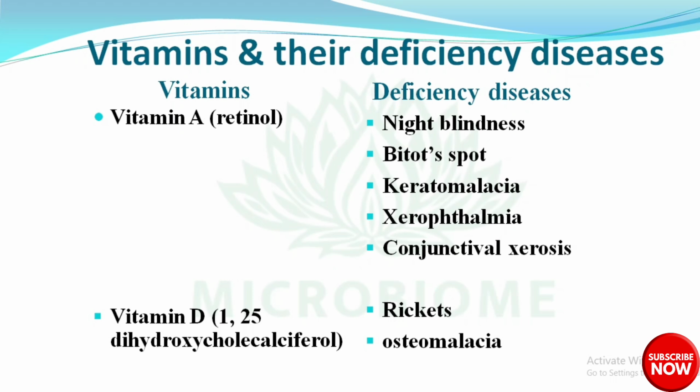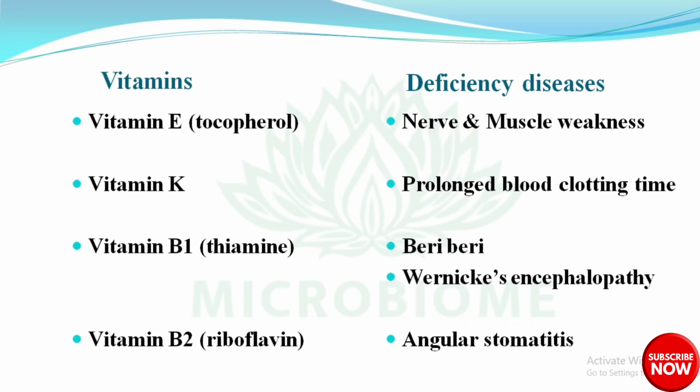Next comes vitamin D. The deficiency diseases are rickets and osteomalacia. Next, vitamin E, tocopherol. The deficiency is nerve and muscle weakness. Vitamin K, prolonged blood clotting time. Vitamin B1 called thiamine. The deficiency is beriberi and Wernicke's encephalopathy. Next, vitamin B2, riboflavin. The deficiency is angular stomatitis.